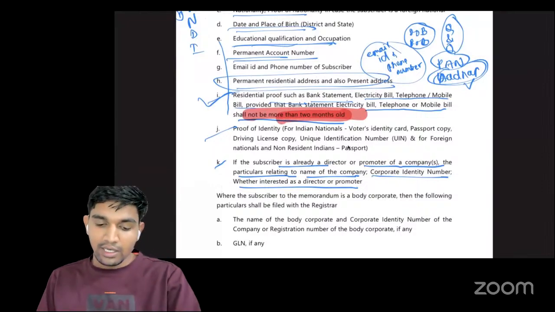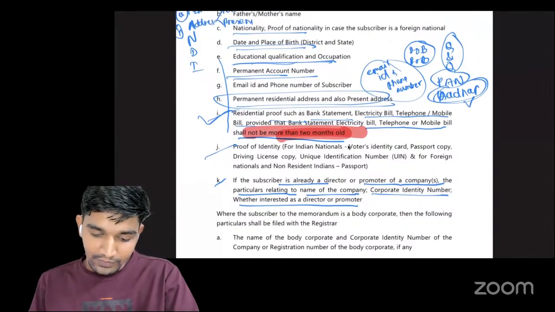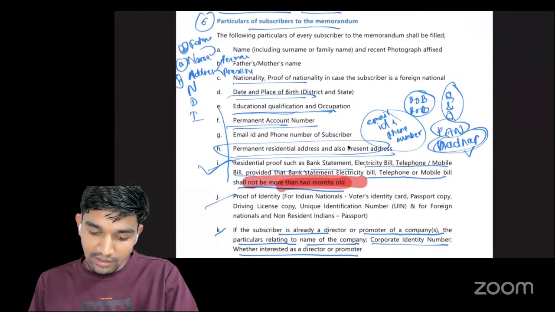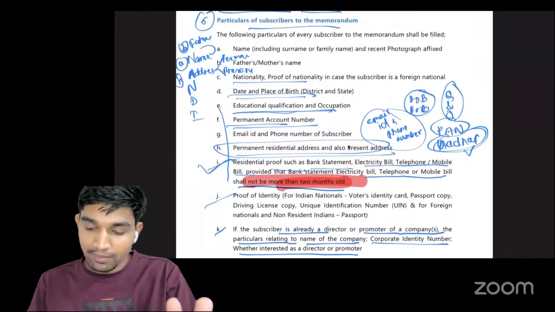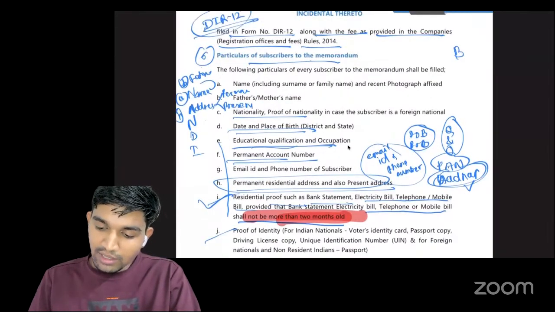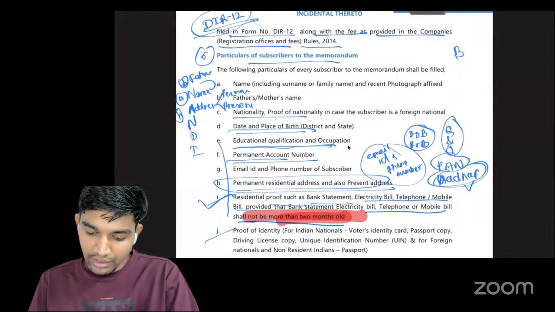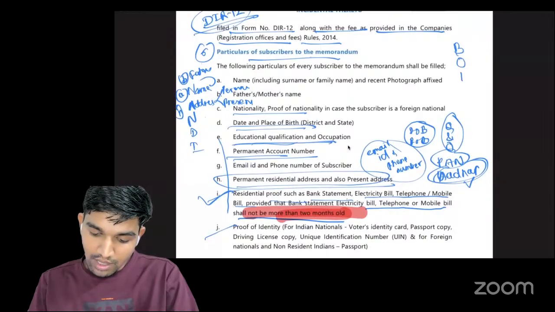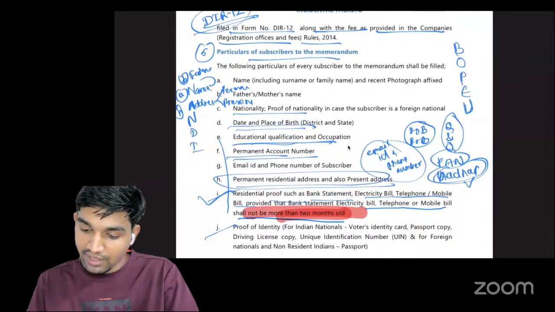Then in case of the subscriber, we have date of birth and place of birth, qualification or occupation. Then you have to give the permanent account number, then email ID and phone number, PAN number, then Aadhaar number as a proof of identity, and one is residential.